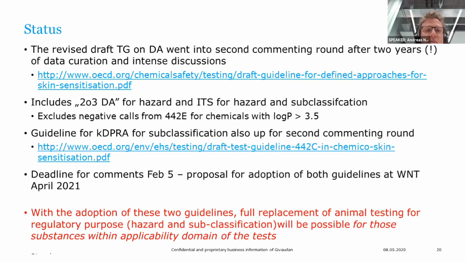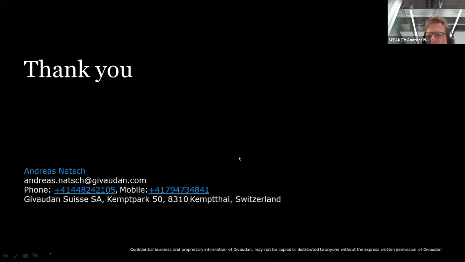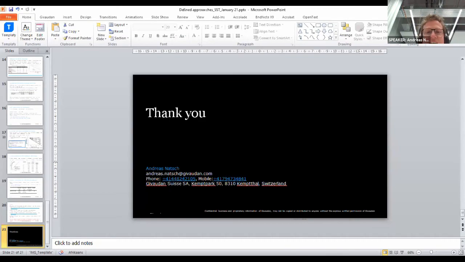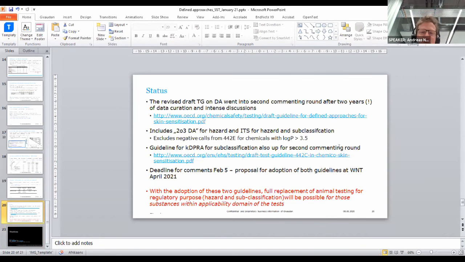And for this kinetic DPRA, this guideline is also just now in the second commenting round. Next week, the deadline for comments is over. And if everything goes well, these 2 guidelines should be adopted in April 2021. And at least for those chemicals which are in the applicability domain of these tests, a full replacement should then be possible for regulatory testing.